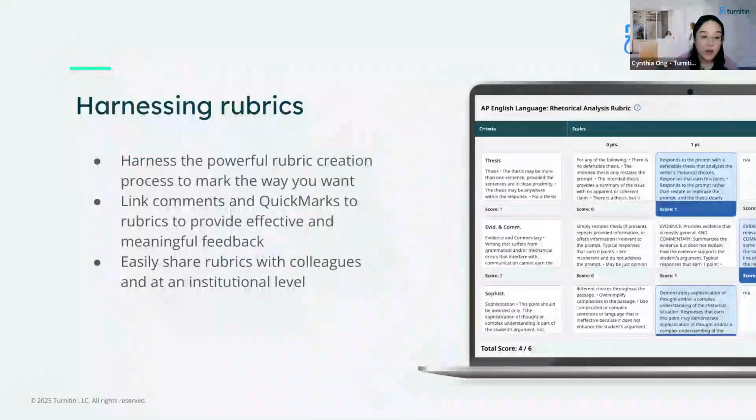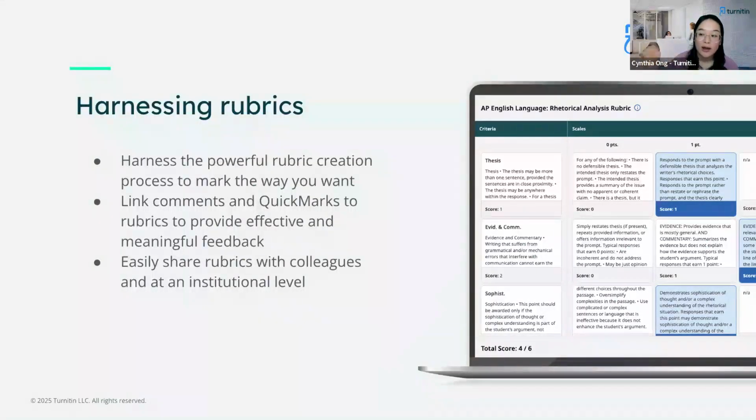We also offer you rubrics, which is a marking rubric or a scoring criteria. And with Turnitin's rubrics, that helps you harness the powerful rubric creation so that way you can mark your students' work the way that you want to. You're also able to link comments and quick marks to rubrics so that way your students can understand, okay, this comment is related to this criteria.